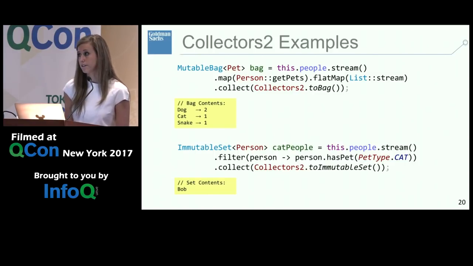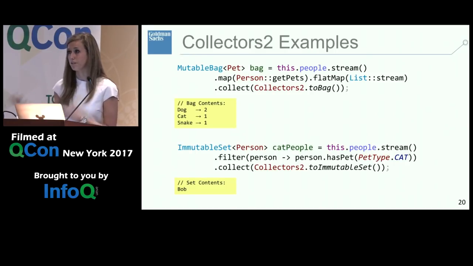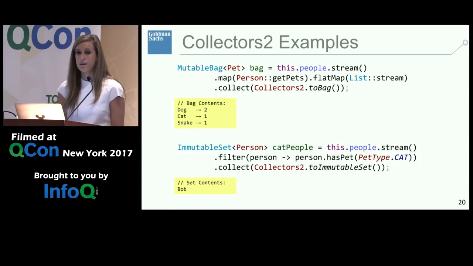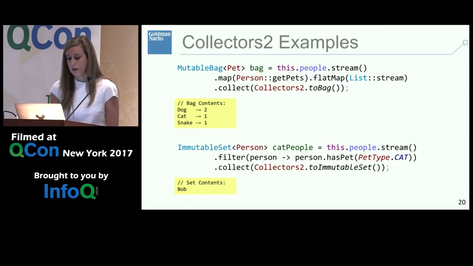Since this is an Eclipse Collections specific type, this is a great way to leverage Collectors2 if you want to put something into an Eclipse Collections type that doesn't exist in the JDK. In the next example, we have our list of people, we're streaming again, we're filtering the people who have cats, and now we are collecting them into an immutable set. Eclipse Collections has a full immutability complement and library. So if you want to use any type of immutable data structure, you can use Collectors2 to put them in if you're streaming originally. Now we end up with an immutable set of person, and the contents is Bob.